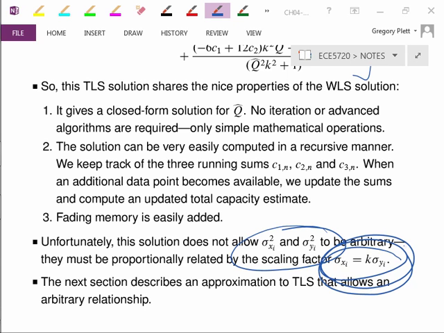The next section then is going to describe an approximation to total least squared that does allow an arbitrary relationship between sigma x and sigma y. It's not going to be optimum total least squares, but it does turn out, in my experience anyway, to be much better than ordinary least squares at the capacity estimation problem.